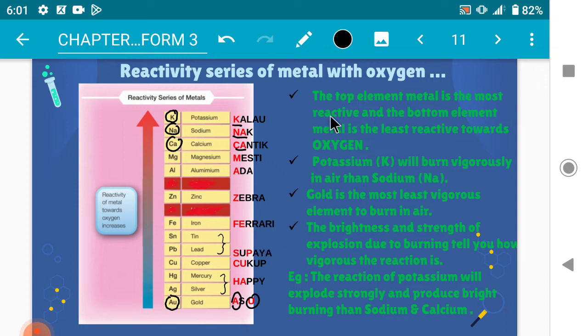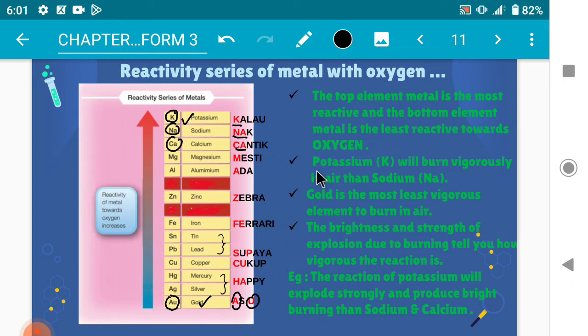Okay, so you can read over here, the top element metal is the most reactive. So potassium is the most reactive because it is on the top, and then the bottom element, which is gold, is the least reactive.